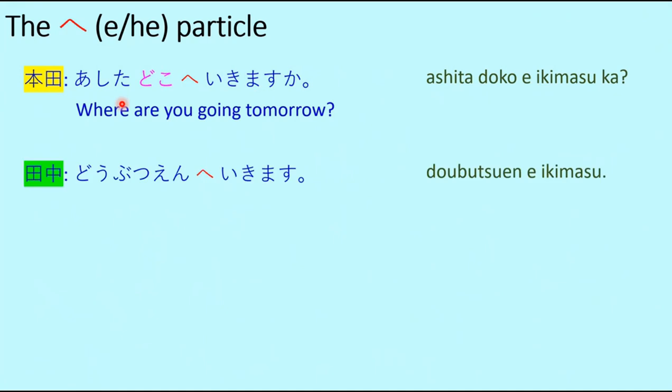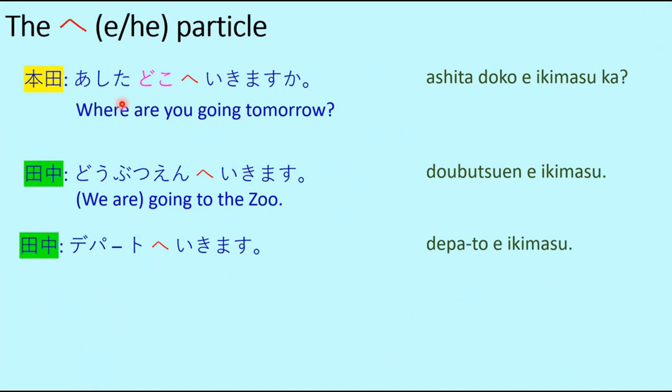Tanaka-san says, Dobutsuen e ikimasu. Dobutsuen e ikimasu. So Dobutsuen means zoo. We are going to the zoo. Dobutsuen e ikimasu. We are going to the zoo. So some similar answers may be Depato e ikimasu. We are going to the departmental store. So here you can see katakana because depato, departmental store, is a foreign word. So depato e ikimasu. We are going to the departmental store.